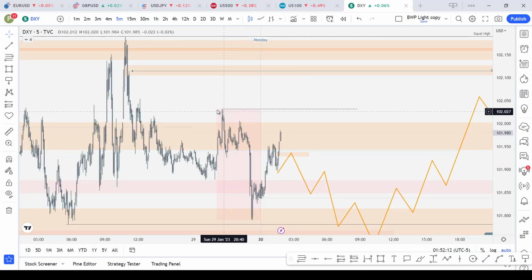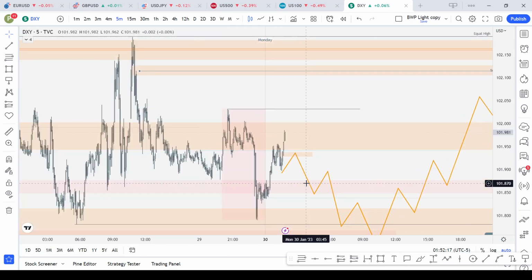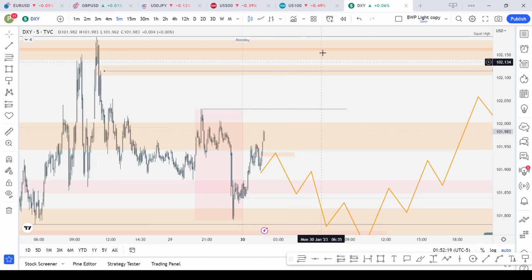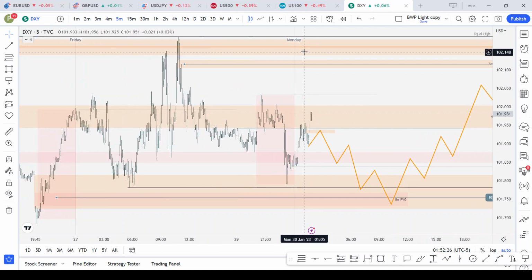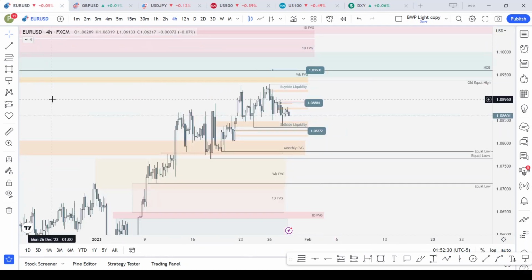If it takes out this high, what remains is that this low is likely not going to be taken anytime soon, until it reaches for imbalance or liquidity. So let's go back to EU.